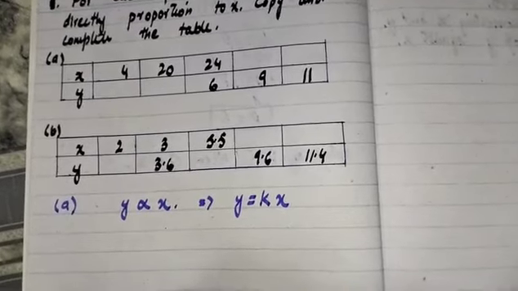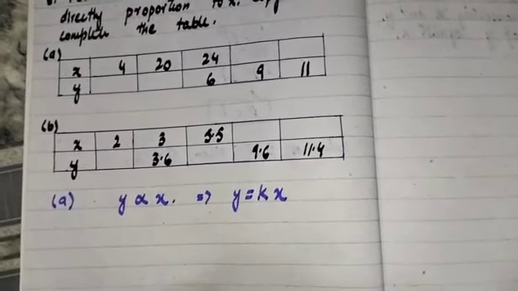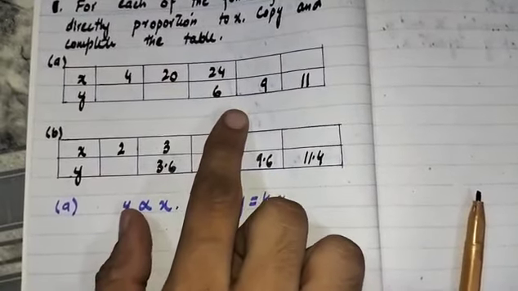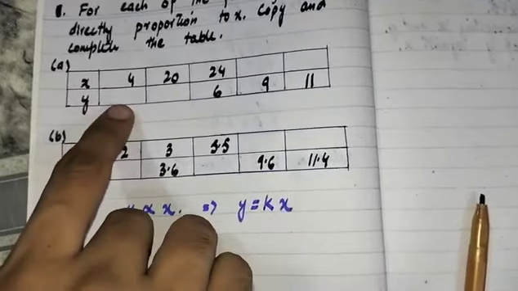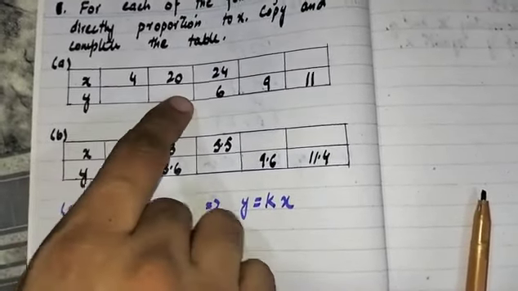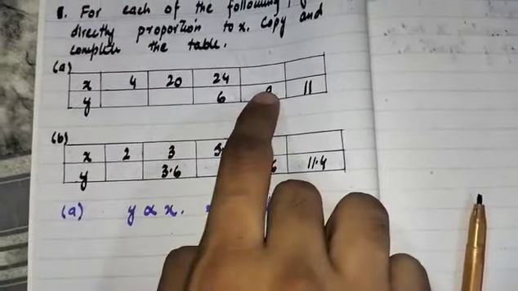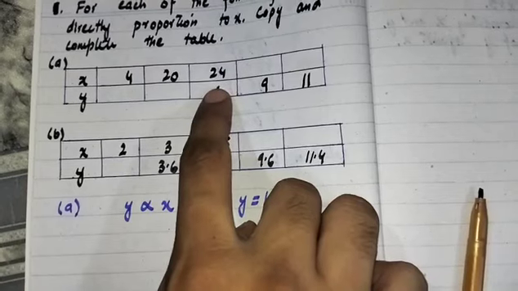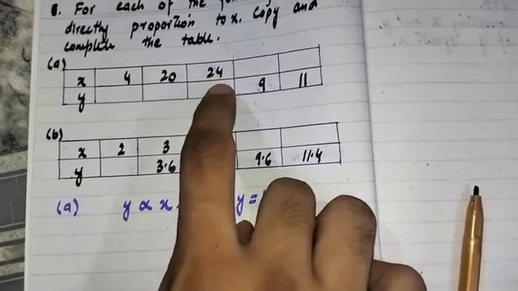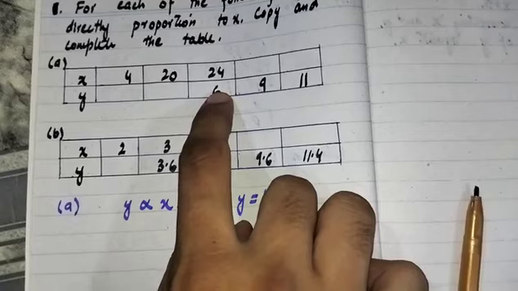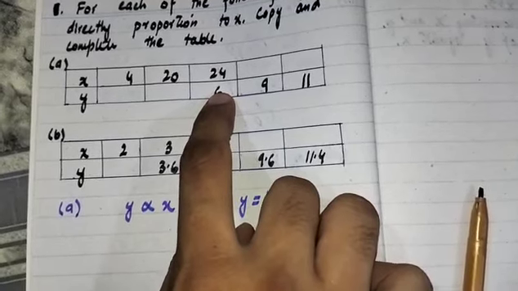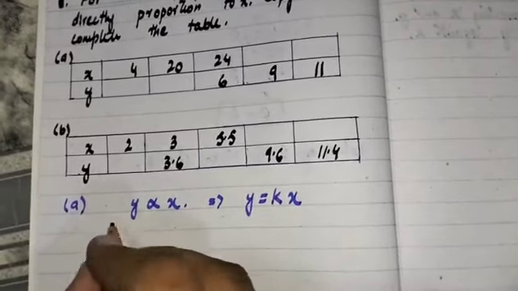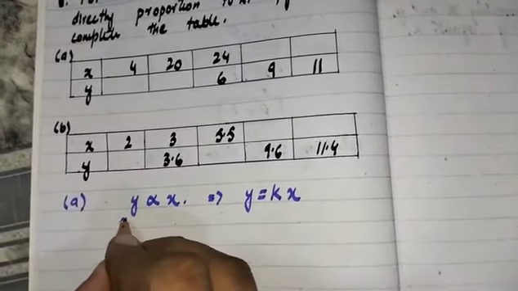First we will find the value of k by putting in the values of x and y. In this table, in some columns x is given and we have to find y, and in others y is given and we have to find x. But in this column, x and y both are given. So by using these two values of x and y, we will first find k, then we will find the remaining values.